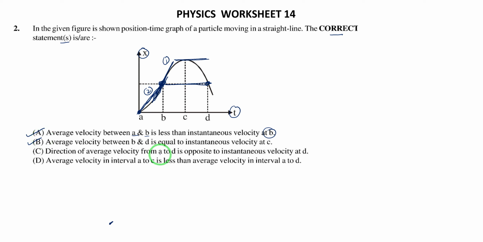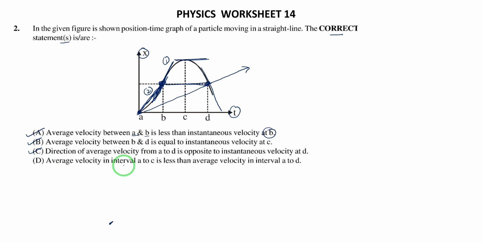Direction of average velocity from A to D. See, this is A to D and the direction will be given in this direction. So the displacement is the direction. Okay, is opposite to the instantaneous velocity at D. So in option C, the instantaneous velocity is given by the tangent at D, which has a negative slope, while the average velocity has a positive slope, right? So the directions are opposite to each other. Okay, so C will also be a correct option.